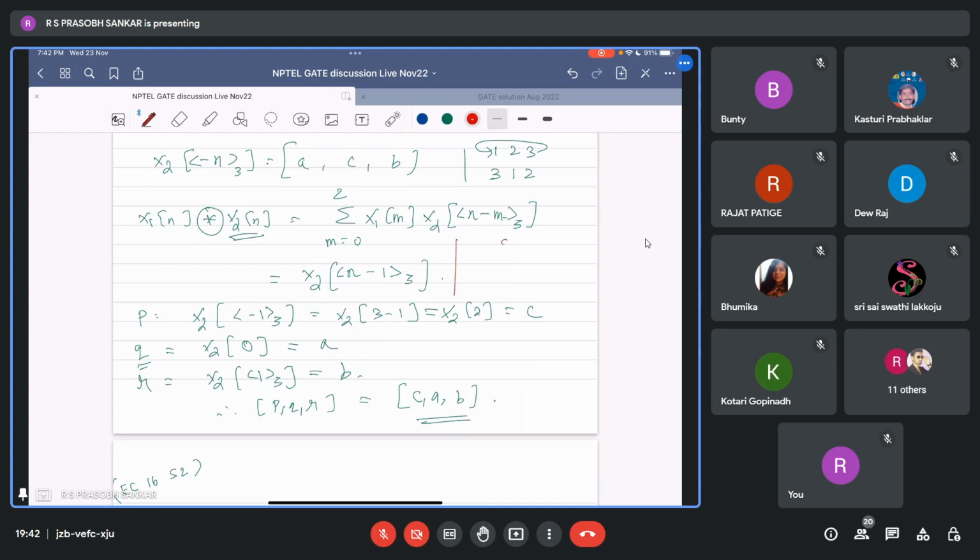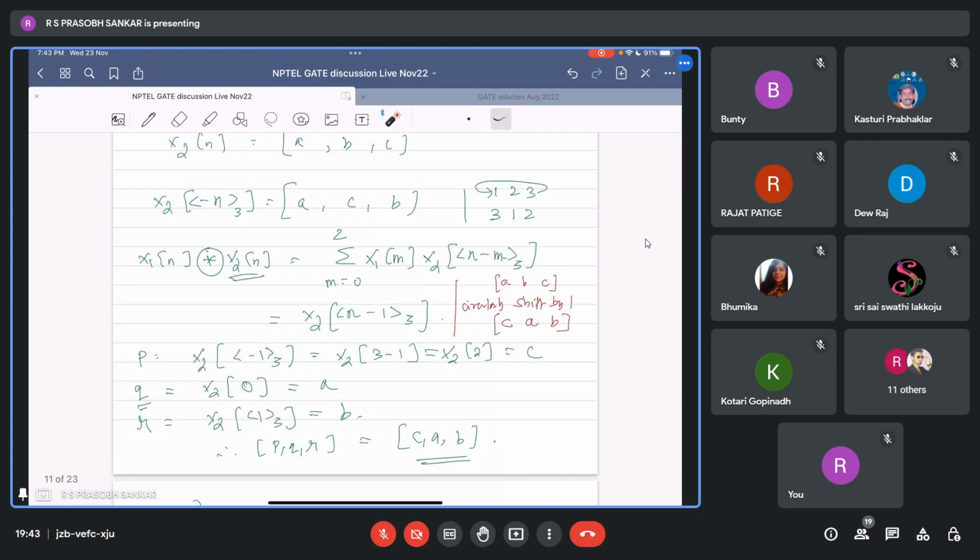Once again, for a simple check, I have ABC circularly shifted. A, B, and C will come back. I just shift it to the right, so A becomes here, B becomes here, C becomes here, but comes back here. So the answer PQR is the same as CAB. Is that fine? Any doubts? Is everything okay?